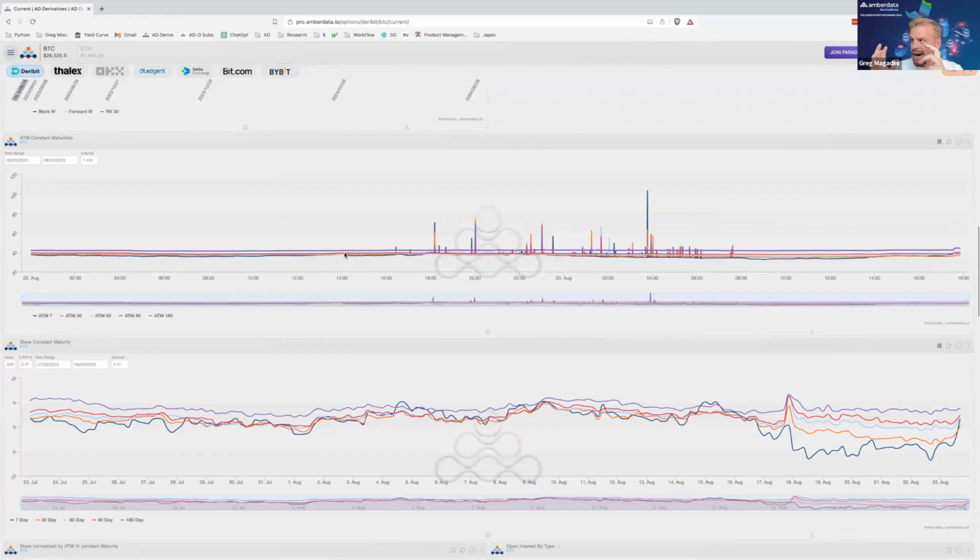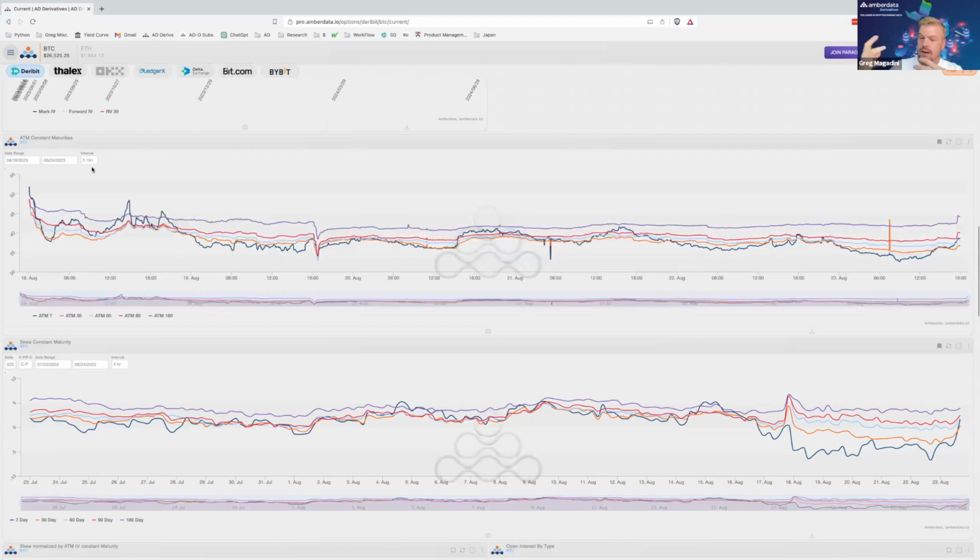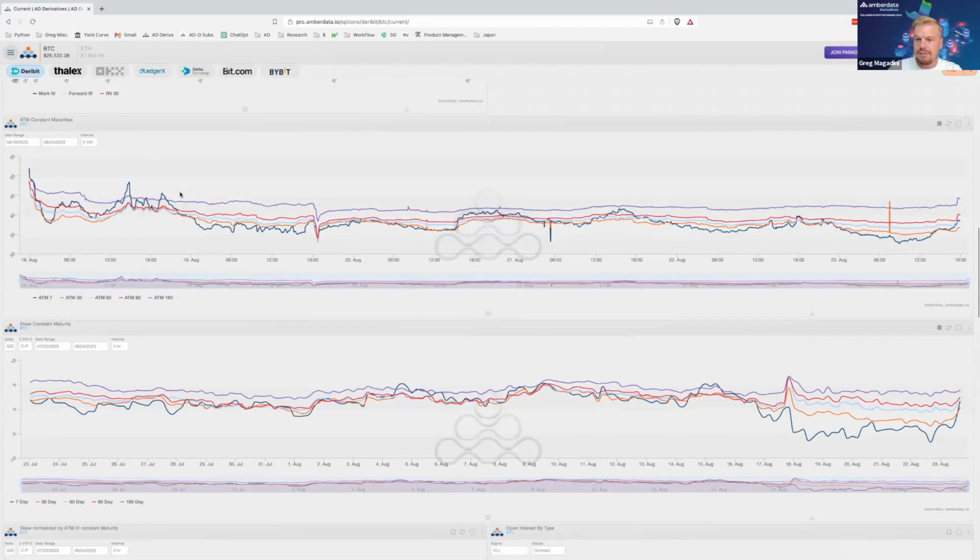On the GUI, those higher granularity intervals are going to be limited in terms of history, whereas on the API, you can get a longer history of that high granularity data.